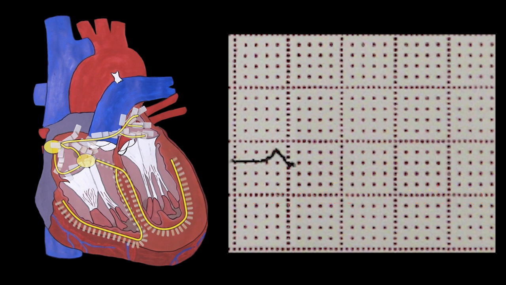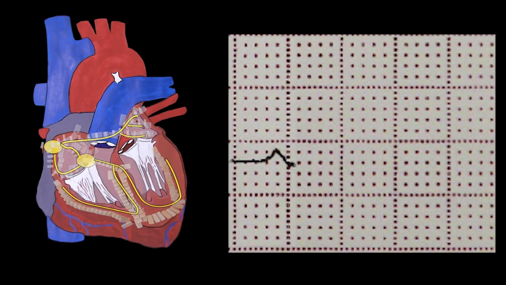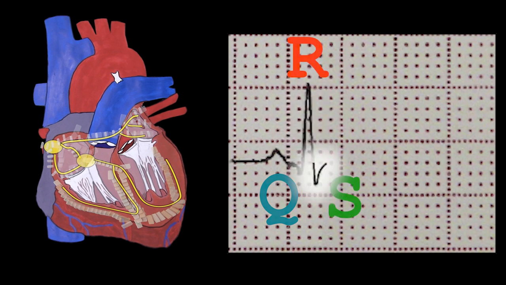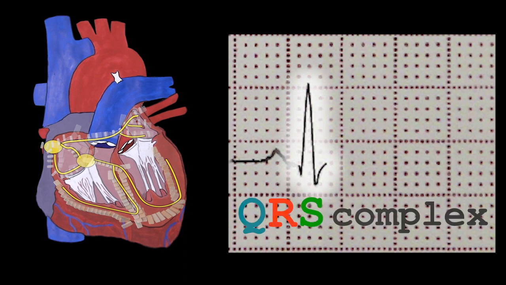As the AV node depolarizes and our signal spreads through the ventricles, we're going to see three waves right next to each other. These are called the Q wave, the R wave, and the S wave. These three waves happen in rapid succession, and we often refer to them together as the QRS complex.